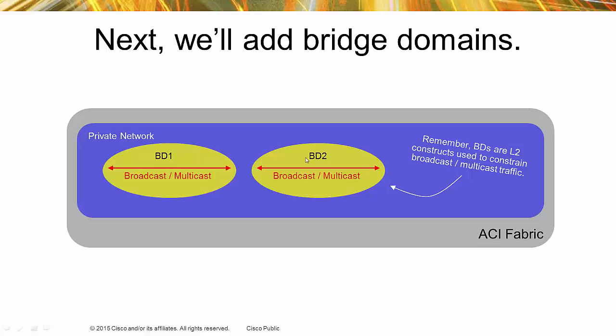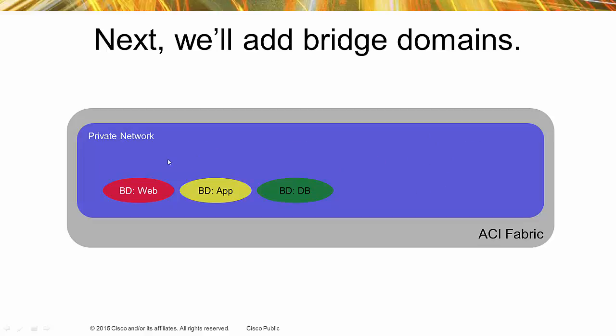Bridge domains are in short referred to as BDs. The bridge domains are a layer 2 construct, really to constrain your broadcast and multicast traffic. Again, within a network, you can have one bridge domain or multiple bridge domains. As you can see in this diagram, in this private network we have 3 bridge domains, by name web, app, and database. And again, we can have one bridge domain or multiple bridge domains.